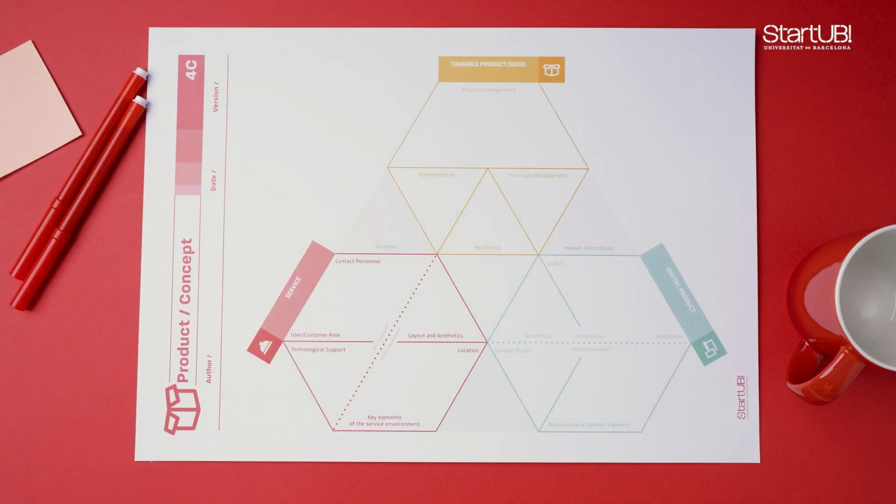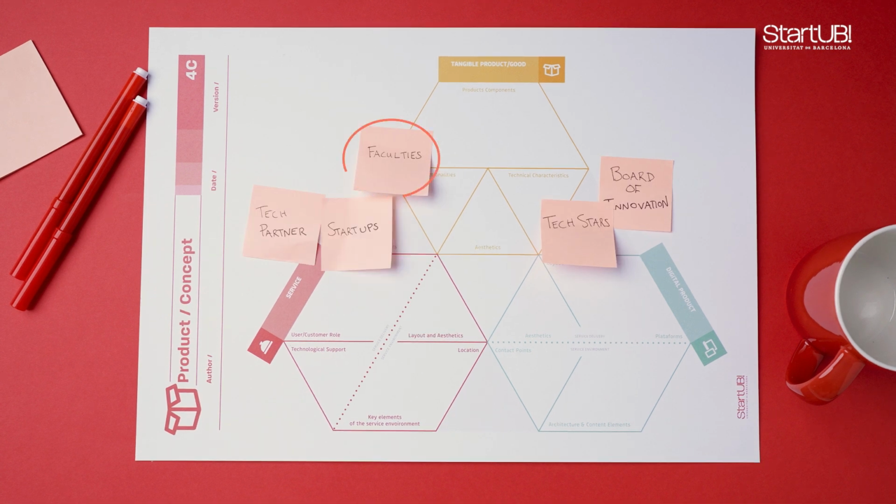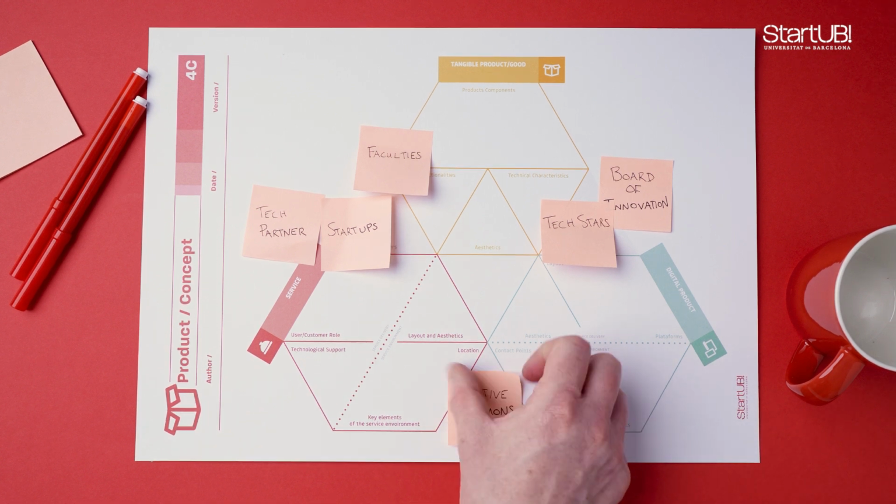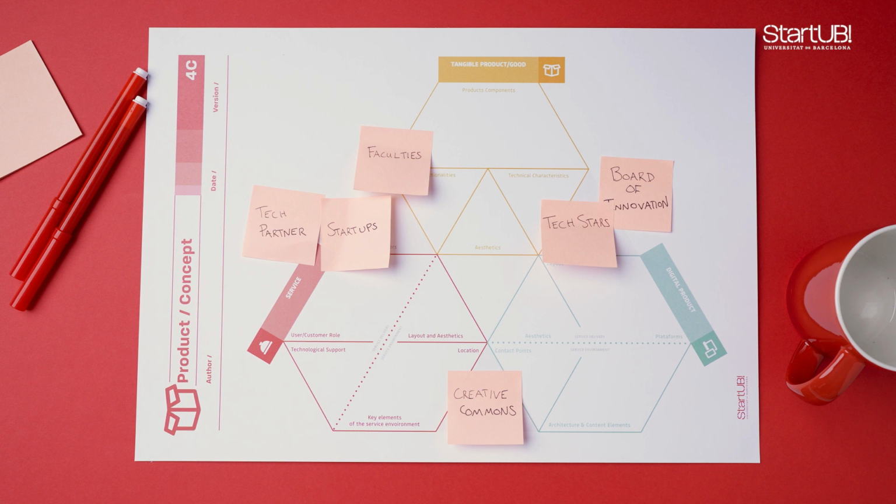For the Innovation Toolkit, we envision the different faculties within the university as key partners for the division, startups and entrepreneurs to endorse our product, and tech partners for the development of the digital platform. EIT Health would also support us for the digital product. For protection purposes, we will use a Creative Commons license for the Innovation Toolkit.